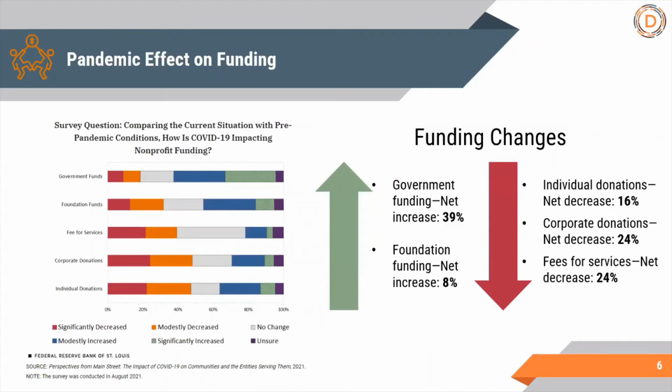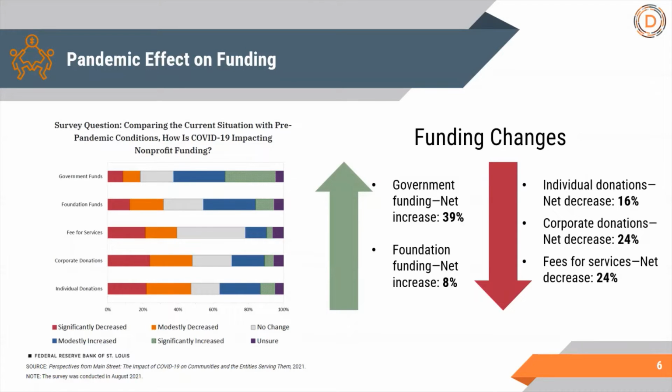Another variable that's affected funding, and I know all of you are probably painfully aware of this, is the COVID-19 pandemic. When the pandemic first hit, many nonprofits were provided with more non-restricted funding than ever before. Dollars were being provided just to, quote, keep the doors open. However, in a recent study by the Federal Reserve Bank, it showed that individual and corporate donations and fees for services actually decreased in 2021 compared to 2020.